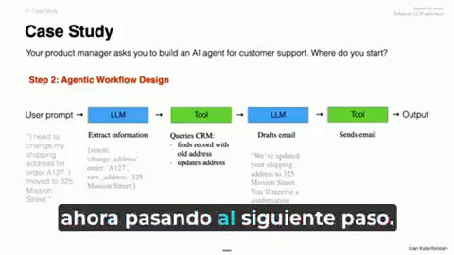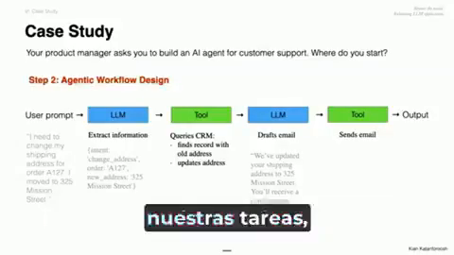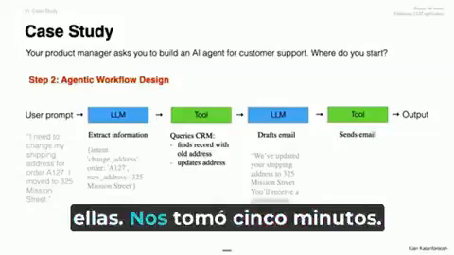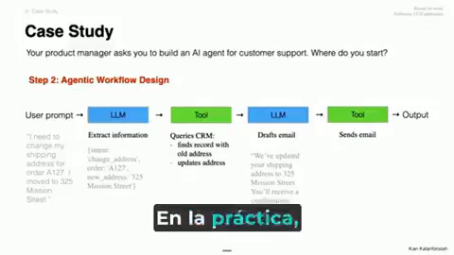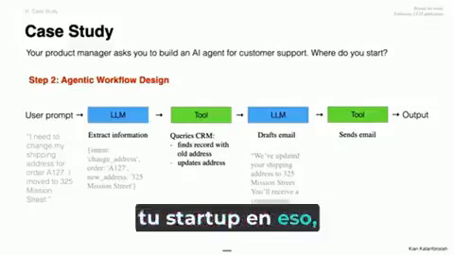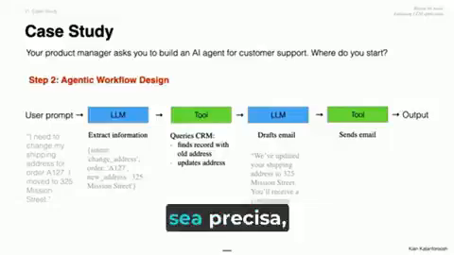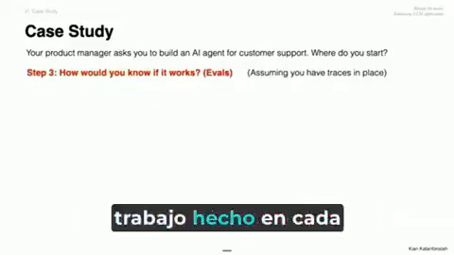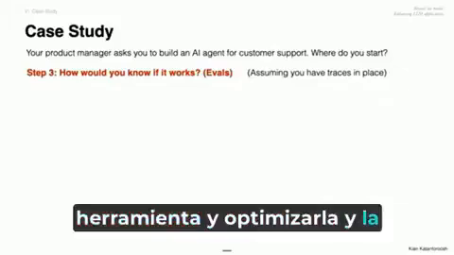Okay, now moving to the next step. Once we have decomposed our tasks, then we have designed an agentic workflow around it. It took us 5 minutes. In practice, it would take you more. If you're building your startup on that, you want to make sure your task decomposition is accurate, and then you can have a lot of work done on every tool and optimize it for latency and cost.